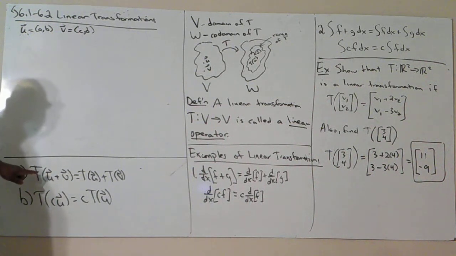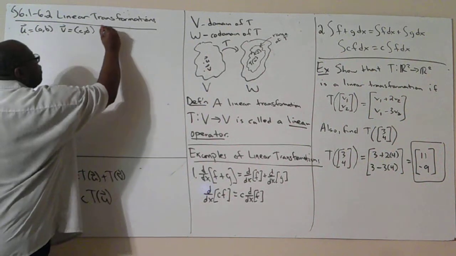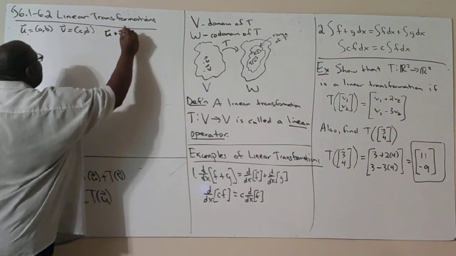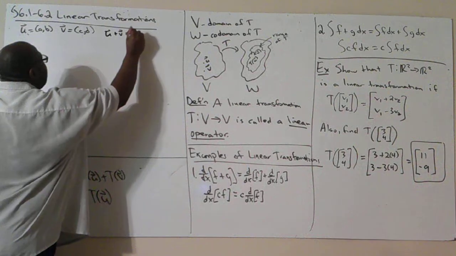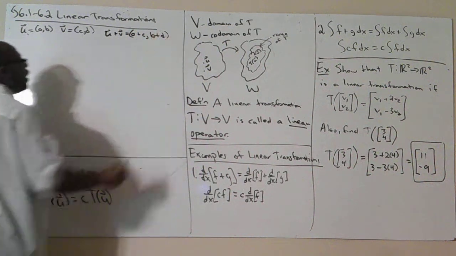And so what I want to do is show that T of U plus V is equal to T of U plus T of V. So U plus V should be equal to (A plus C, B plus D), right?